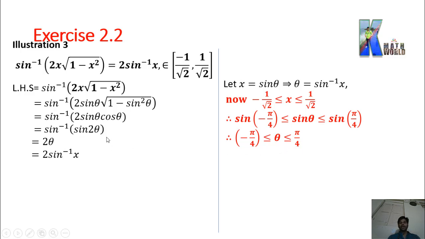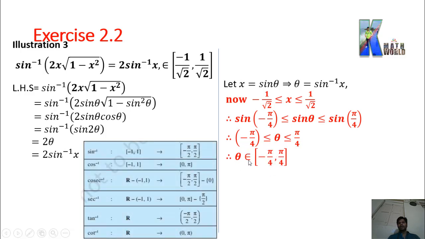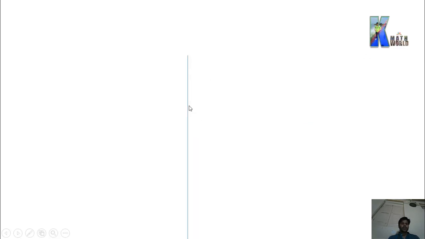Here 2 theta is there, so you can clearly multiply by 2. Theta lies in this interval, so when you multiply by 2, 2 theta belongs to minus pi by 2 to pi by 2, you can clearly see, and that is the range for sine. Okay, so question over. Now next question.